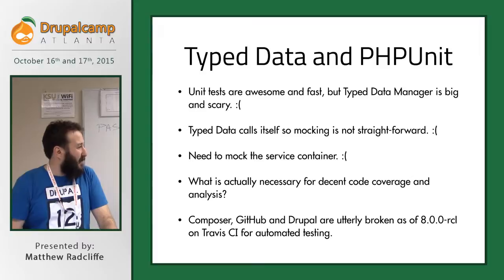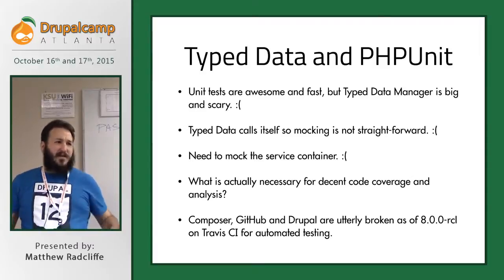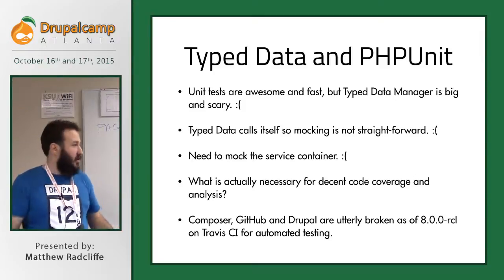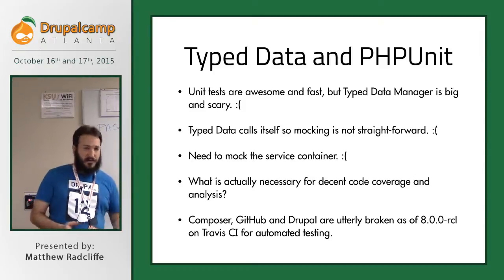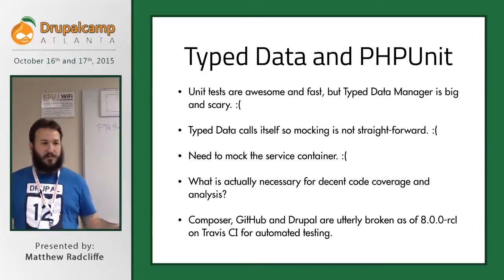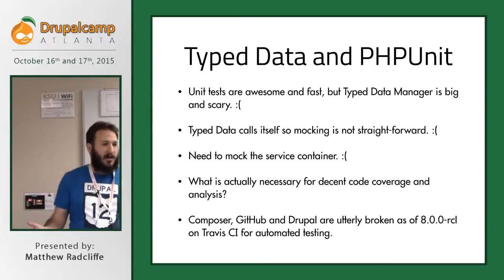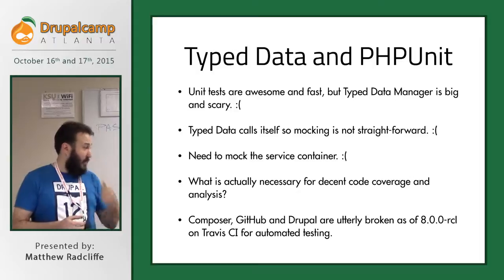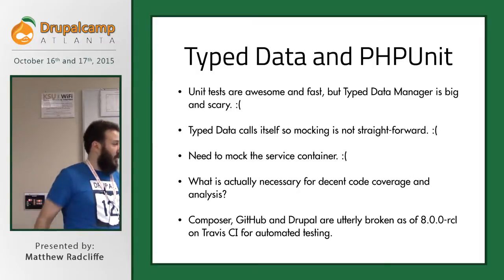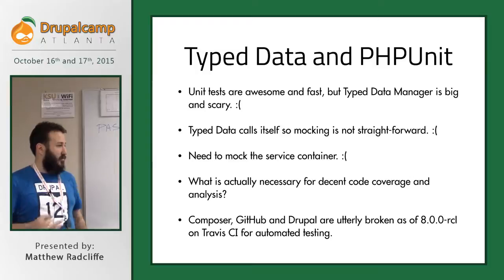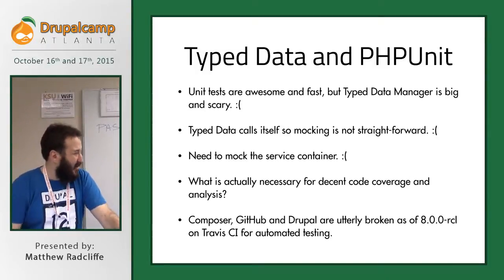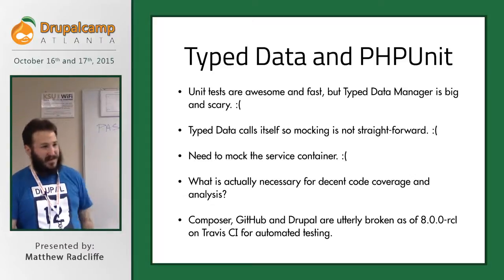Joy! And finally, I want to write PHPUnit tests, I want to start switching to this. So what is actually good for decent code coverage? For instance, if I have a form, what do I actually need to test in the build form method of my controller? And finally, just recently, as of RC1, trying to use Composer, GitHub, and Drupal on Travis CI is utterly broken. That's just recent, like last week.